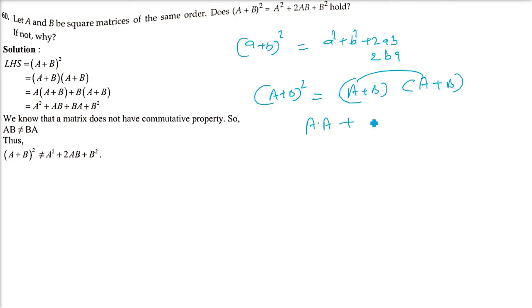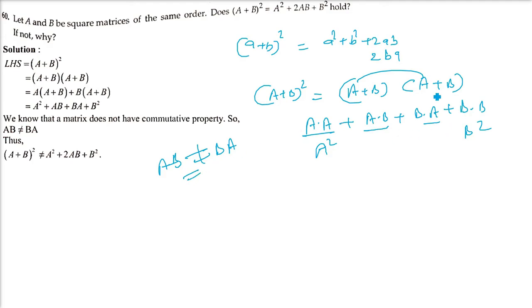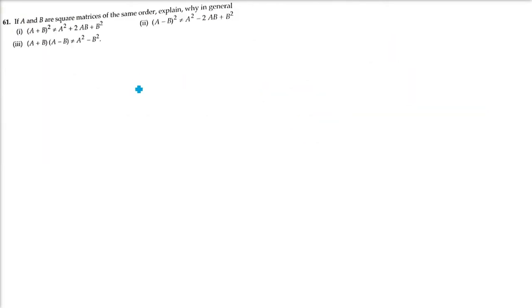A into A, then A into B, then B into A, then B into B. So A into A you can always write as A square, and B into B you can always write as B square. But AB and BA are not the same because they don't follow the commutative property. So this is not equal. (A plus B) whole square is not equal to A square plus B square plus 2AB. This is true with any matrix because the commutative property doesn't hold for multiplication. There are certain questions coming which are like this one. See, the first one, second one, and even the third one, they have the same logic and reasoning that the commutative property doesn't hold.